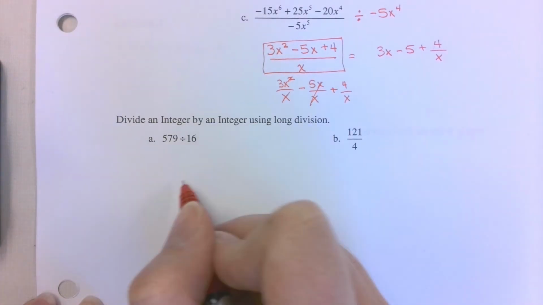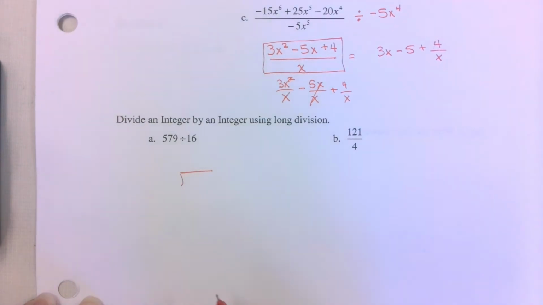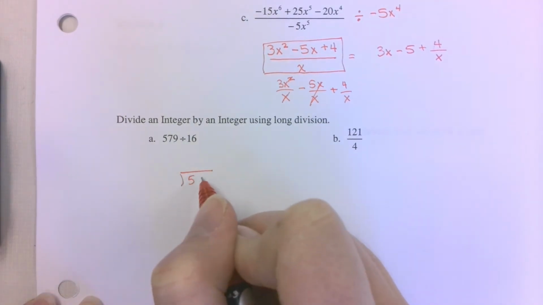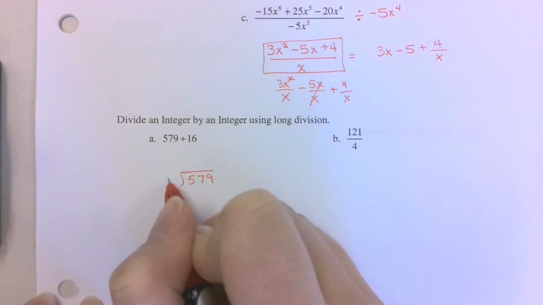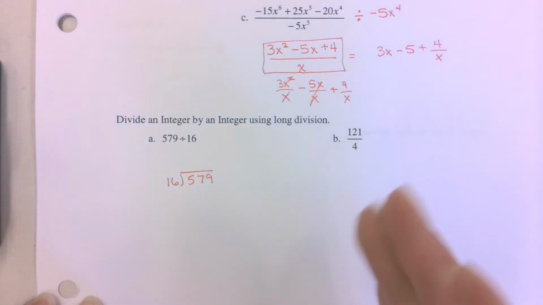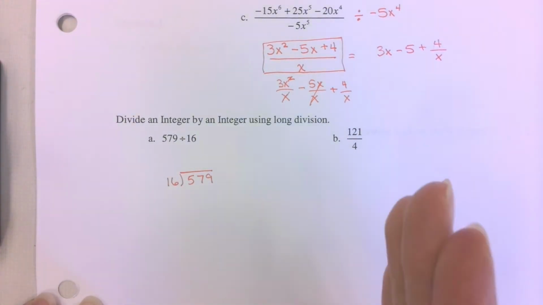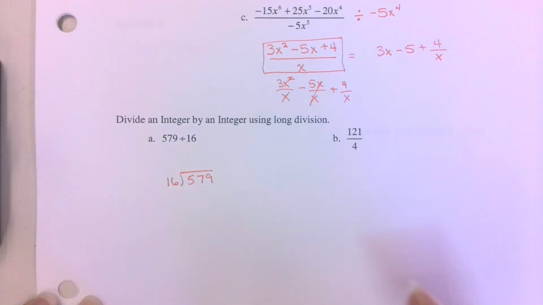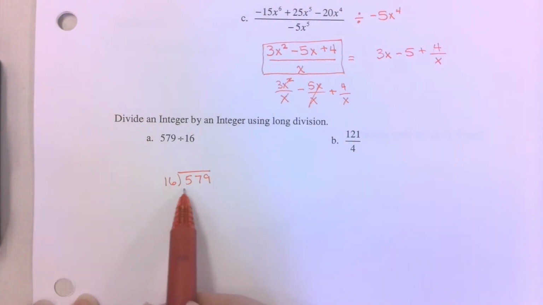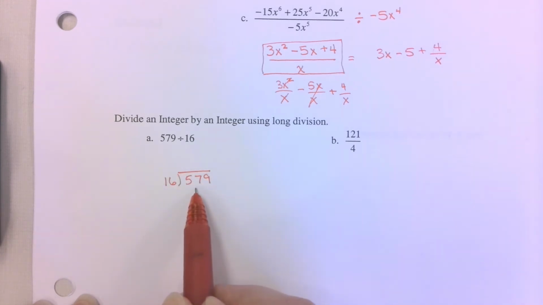So my dividend, the first term, goes under my division symbol. 579 is being divided up by 16. And when we do addition and subtraction, multiplication, we start at the right side and we move to the left. But when we do longhand division, we start at the left and move over. So first I'm going to look and see, does 16 go into 5? And it does not. So I leave a 0 there or a place there, and I look and see, does 16 go into 57? And it does.